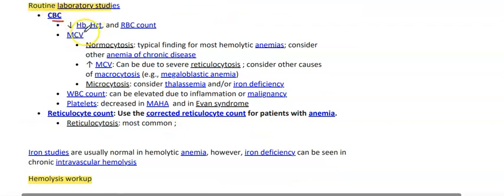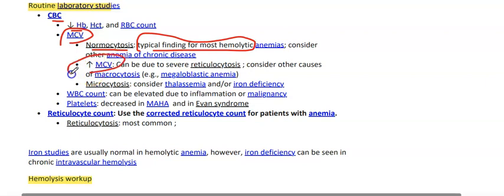In the CBC, we will have decreased hemoglobin, hematocrit, and RBC count. These all three will be reduced. On MCV, we will have normocytosis, the typical finding for hemolytic anemia. So, normocytosis is the typical finding. Consider other causes like anemia of chronic disease.